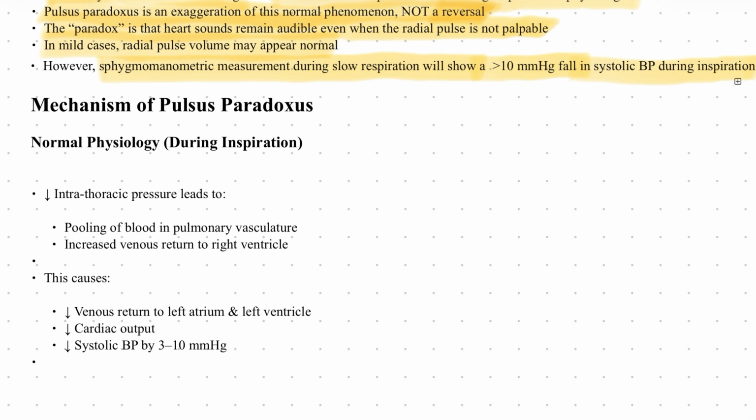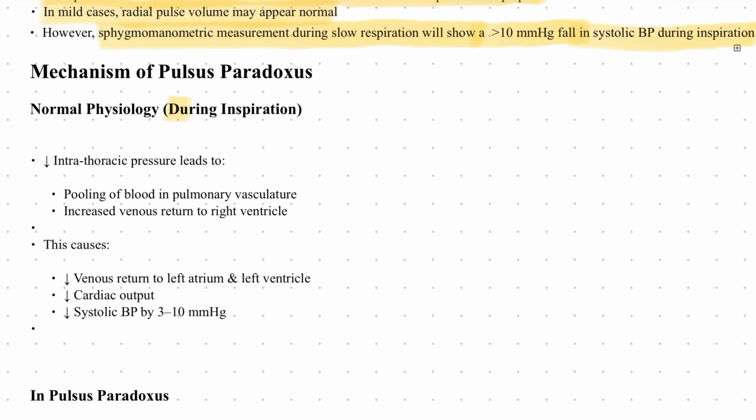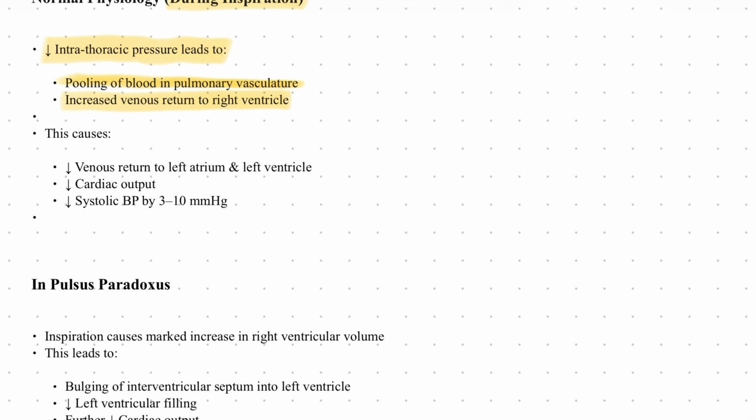Then coming to the mechanism, first we will look into normal physiology, then we'll go into Pulsus paradoxus physiology. In normal physiology, during inspiration, a decrease in intrathoracic pressure leads to pooling of blood in the pulmonary vasculature and increases venous return to the right ventricle. Then this leads to decreased venous return to the left atrium and left ventricle, so decreased cardiac output, which leads to decreased systolic blood pressure by 3 to 10 mmHg, which is normal. So less than 10, remember, it is normal.